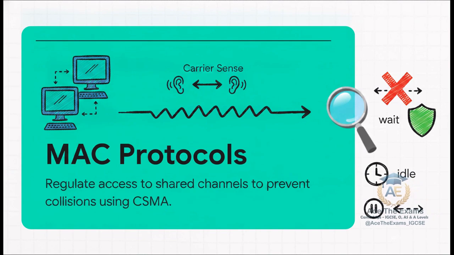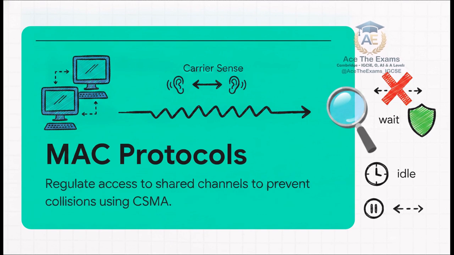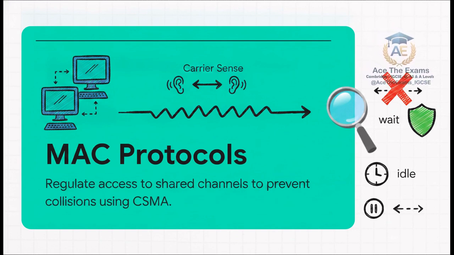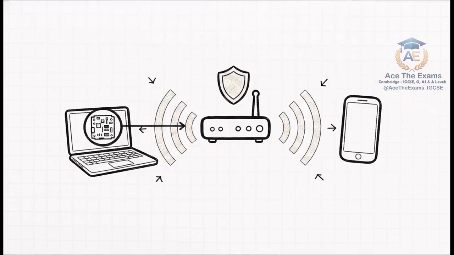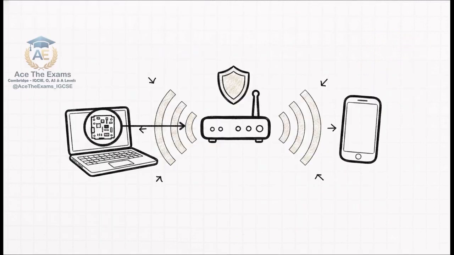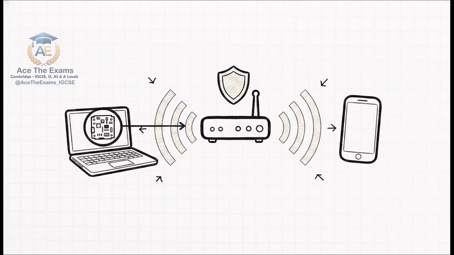MAC protocols regulate access to shared communication channels. Basically, devices that have network interface cards, or NICs, use these MAC protocols to actively listen to the medium before they transmit a single byte of data. If the channel is idle, awesome, they send. If it's busy, they wait. This is called carrier sense multiple access, and it's entirely designed to stop data collisions and keep network performance running smooth. This listening process is especially vital in wireless LANs, operating under those IEEE 802.11 standards.